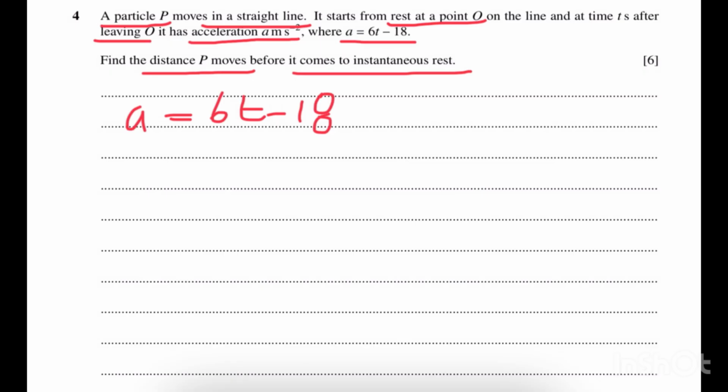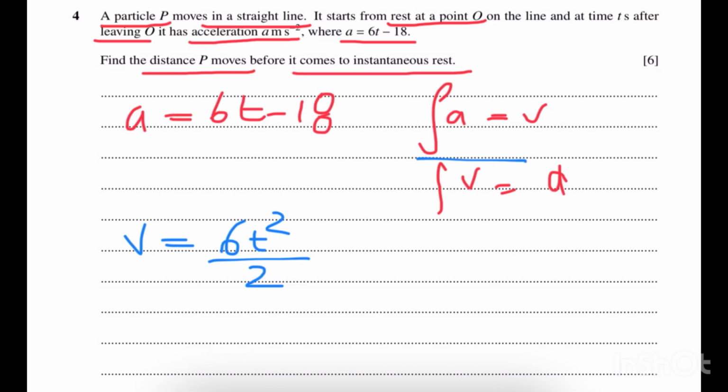We know that whenever we integrate acceleration, we get velocity, and when we integrate velocity, we get displacement. And in the case that the velocity does not change sign, as in from negative to positive or positive to negative, the displacement is also equal to the distance. So first we can do these integrations to find the equations for both the velocity and the displacement. First let's integrate the acceleration. So we get the velocity is equal to 6t squared divided by 2 minus 18t plus c.